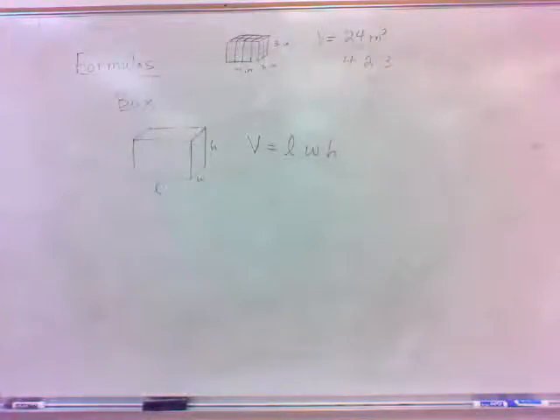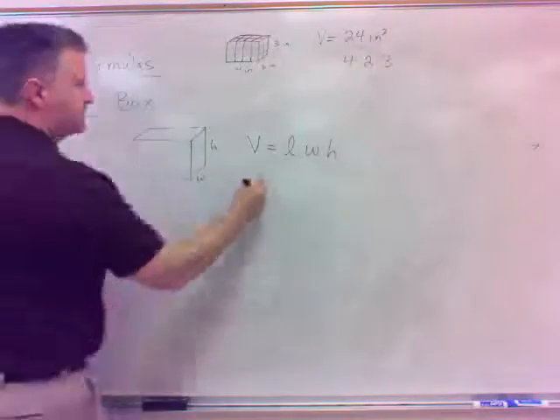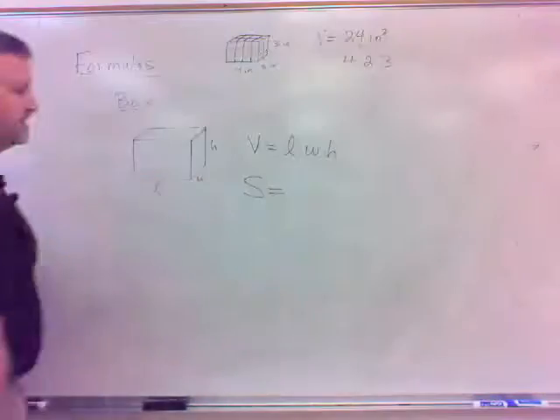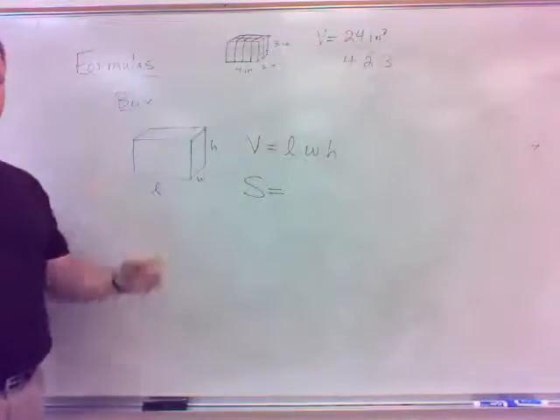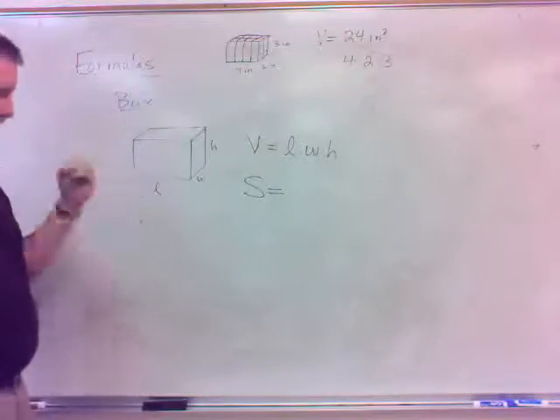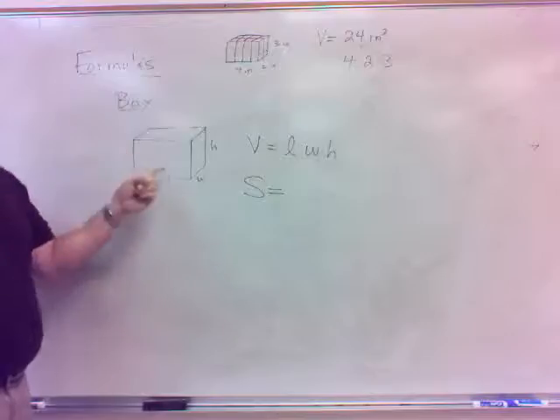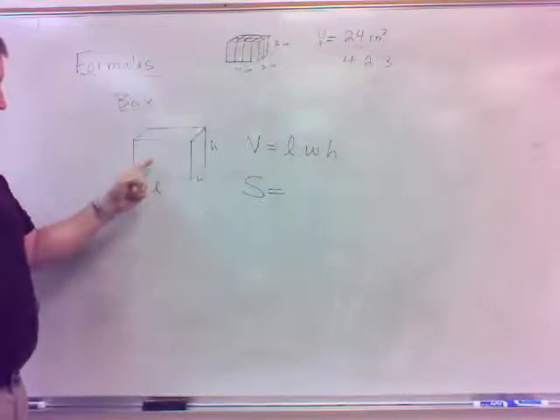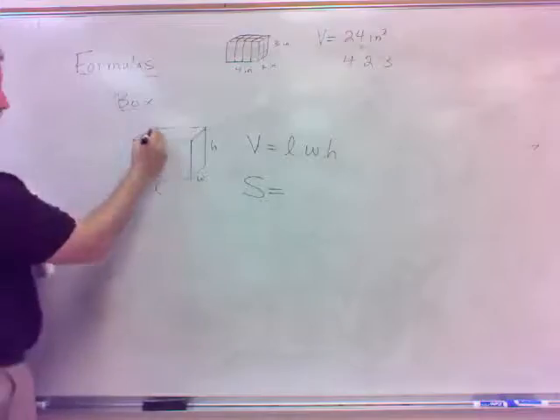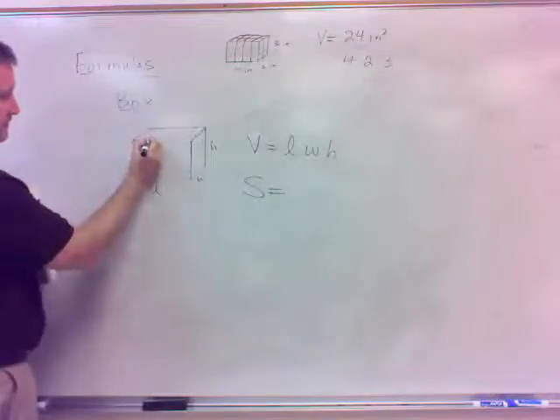Now, surface area. Surface area will be denoted with an S. So let's talk about surface area for this box. Like we said, surface area is just a measurement of the area of all surfaces. How many surfaces do I have for a box? Well, let me put some more lines in here. Let's do dotted for hidden ones. Okay.